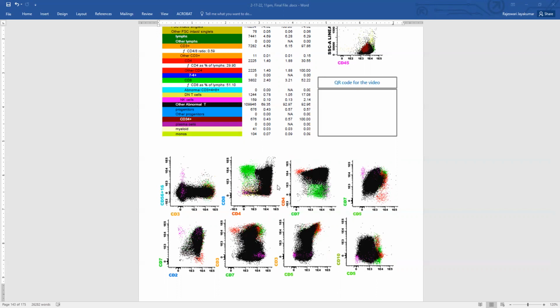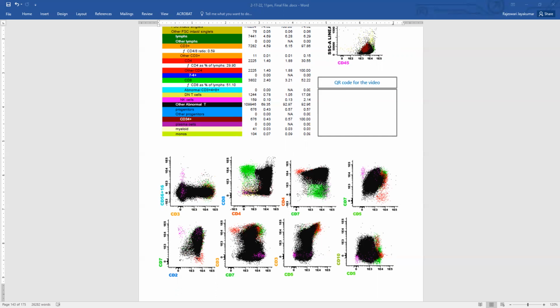So if you remember in the previous chapter, we saw 4-8 double positive cells, but all of the cells were just clustering at 4-8 double positivity. They were not moving towards being 4 or 8 positive. So here we have a population that is 4-8 double positive, and there is a population that is just 8 positive and a population that is just 4 positive. So this is how thymus will present.